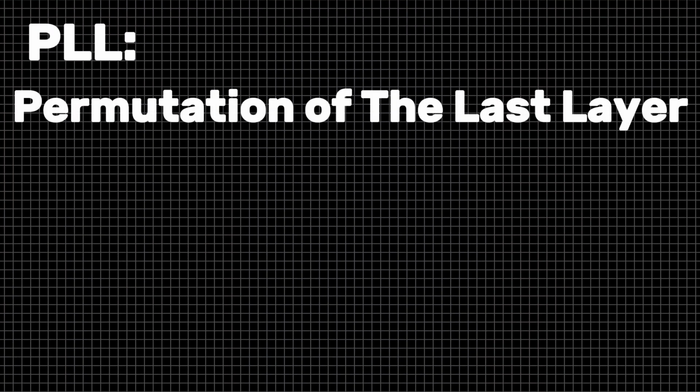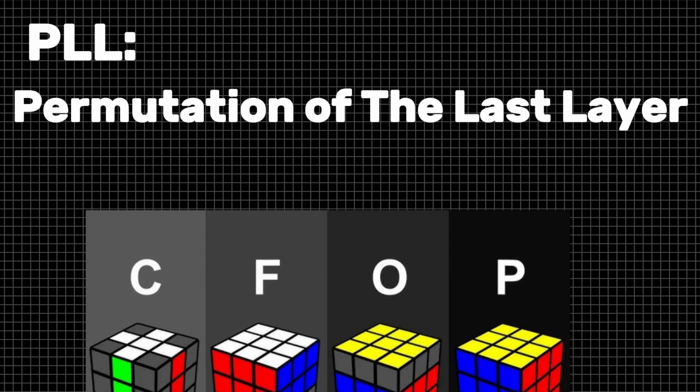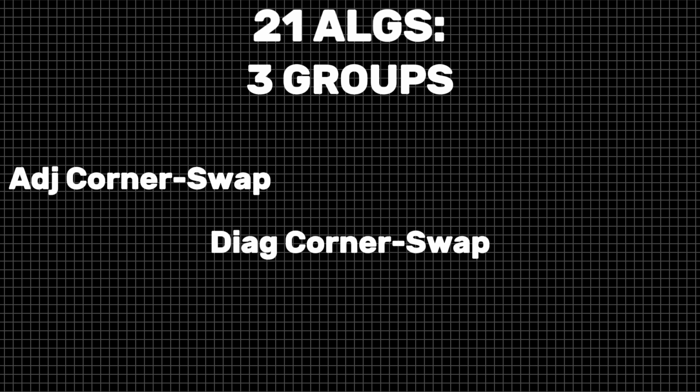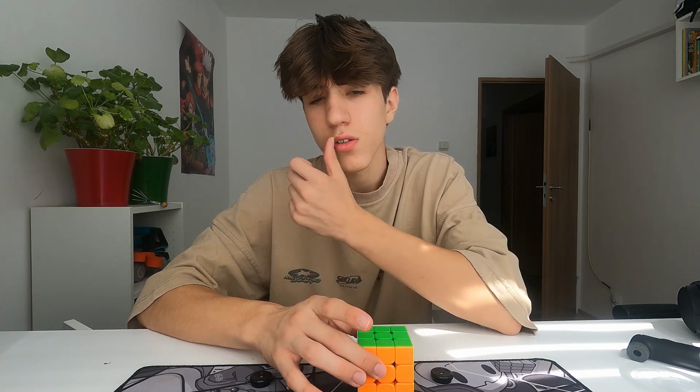Before we get into the PLL algs, let's talk a bit about what PLL is. Basically, PLL stands for permutation of the last layer and is the last step of the CFOP method. This group consists of 21 algs which vary in difficulty and length. The 21 algs are distributed in 3 groups: adjacent corner swap, diagonal corner swap, and solved corners. The diag corner swap is considered to be the worst of the 3 because it has the longest algs and is not as easy as the other 2.